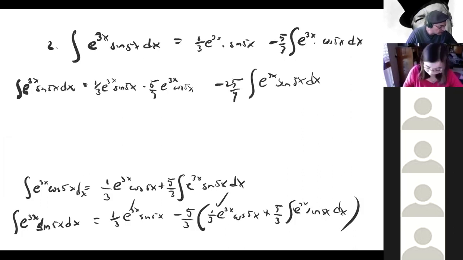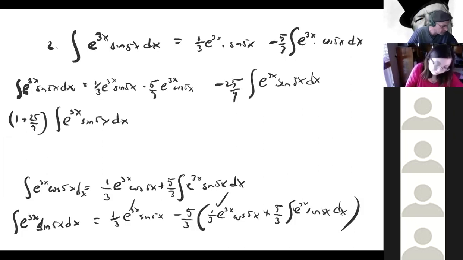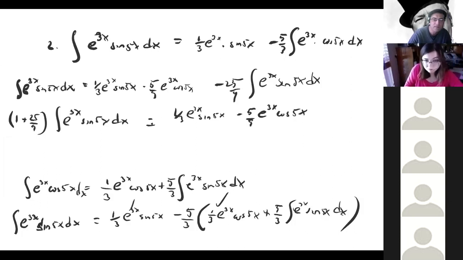Okay. So now I want to bring that negative 25/9 times the integral over to the left side. So you're going to get 1 plus 25/9 times the integral of e to the 3x sine of 5x dx equals 1/3 e to the 3x times sine of 5x minus 5/9 e to the 3x cosine of 5x. Am I good still? Is it correct from your end? Okay, I don't think I made another mistake.